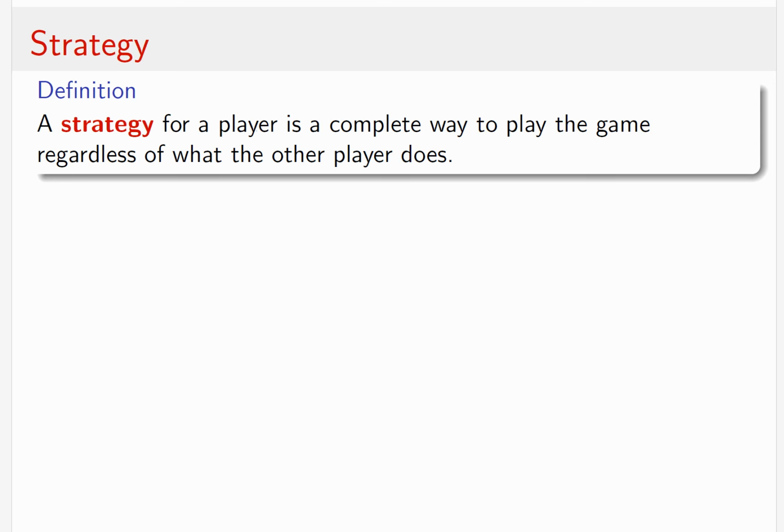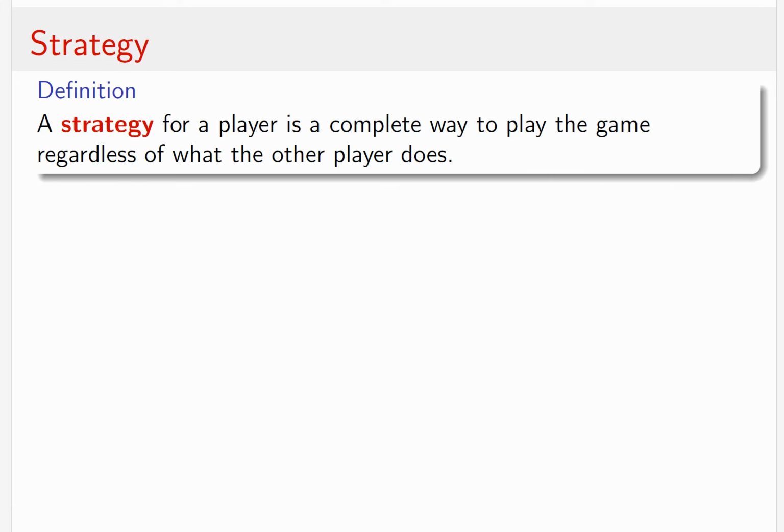So when we talk about strategy and game theory, what we mean is we're going to specify how we're going to act in every single point in the game at which we get to act, right? So we have to have contingencies, because the other player may not always play the same way. So our strategy means that we have to know exactly what we're going to do when we play the game.